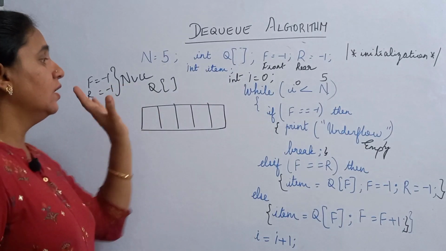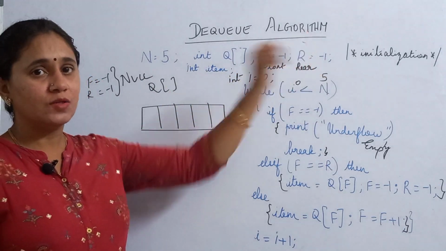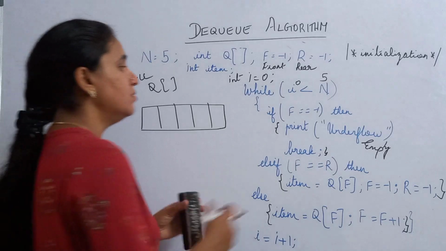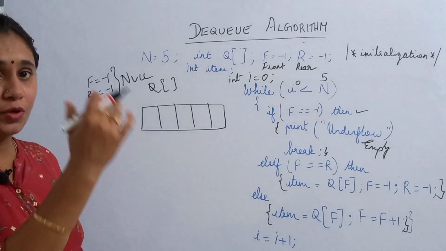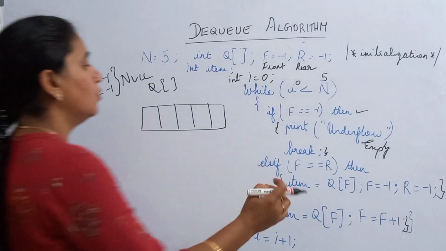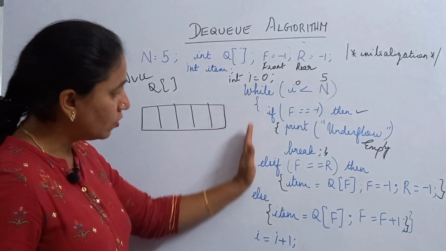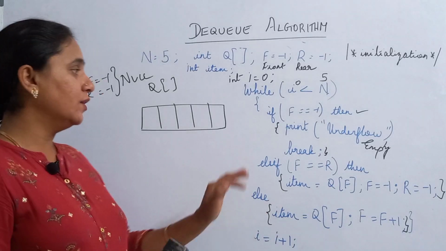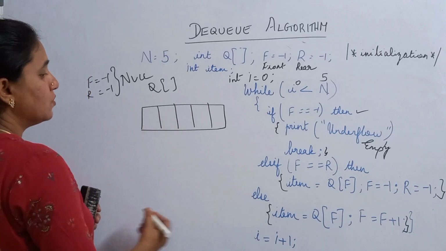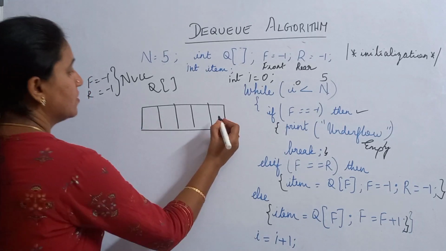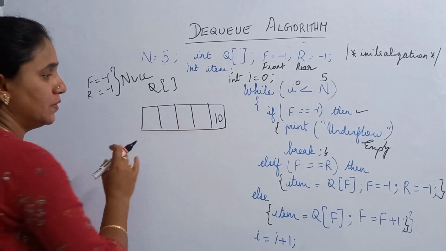Now this condition is true, isn't it? Initially, for example, f is equal to -1 and r is equal to -1, so this condition is true. It will print underflow and come out of the loop. So break. What is the use of this break statement? The break statement is going to come out of the execution of the loop and stop the operation. Now for example, if only one element is present in the queue data structure, and all the previous elements have been deleted.